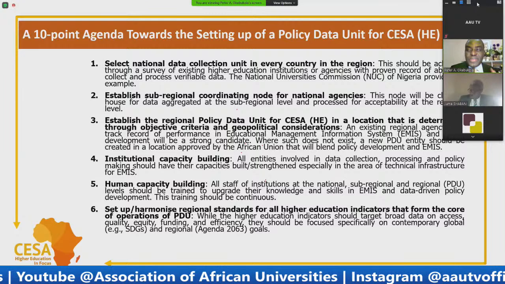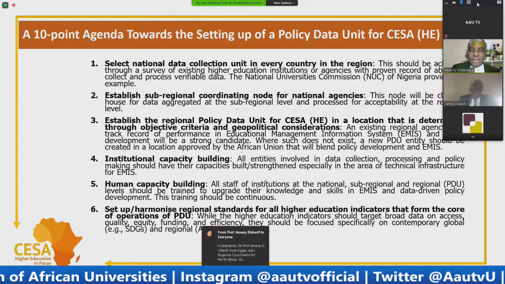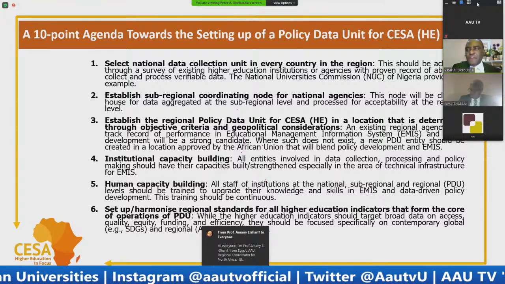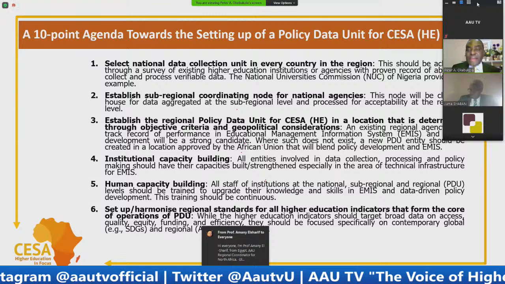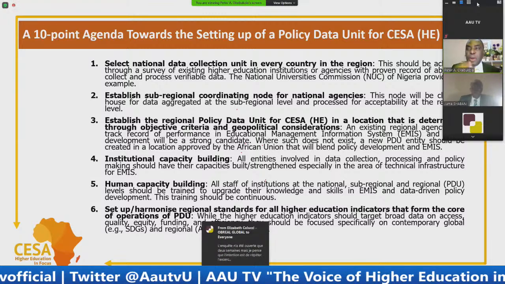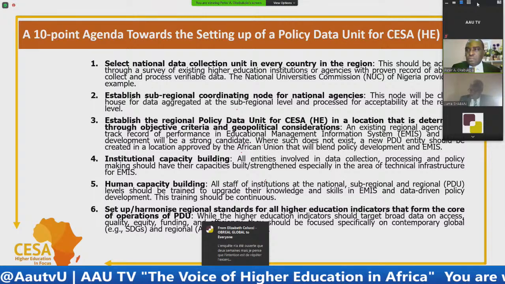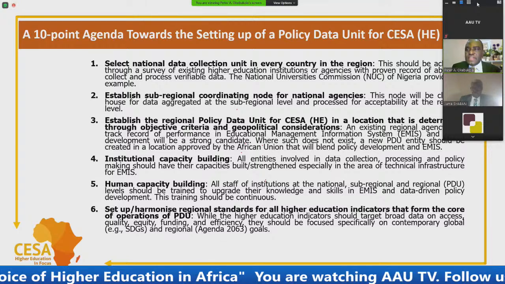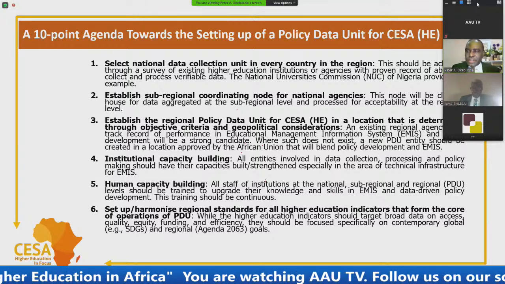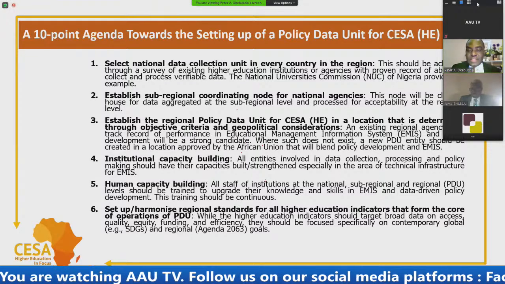But beyond this, we have to agree at the level of the region, just like we have African standards and guidelines, we have to have standards and guidelines for the data that we collect based on the indicators. So for the contemporary global goals like SDGs, we will have indicators that we'll agree upon, and also for our regional goal, Agenda 2063.